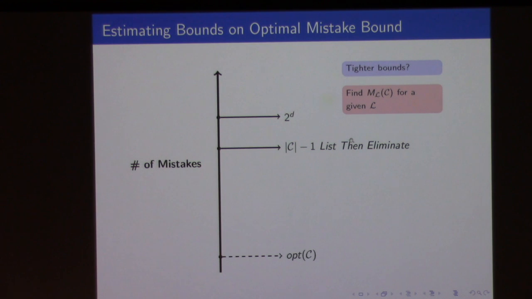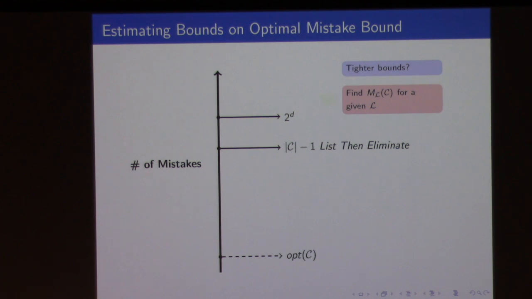List then eliminate can make at most these many mistakes, right? Because what list then eliminate does is that you have your concept class, and when you get a new data point, you first try to make a prediction, right? And then you throw away all the concepts that do not agree with this one. So at the end of it, you will need these many steps until you have only one concept left, right? So that's the maximum number of mistakes you can make.